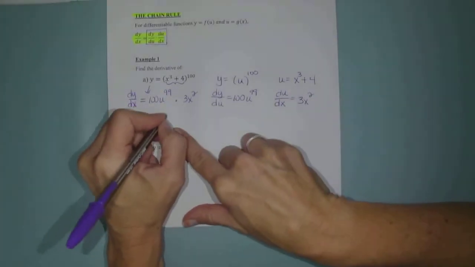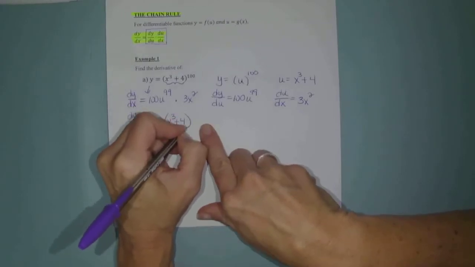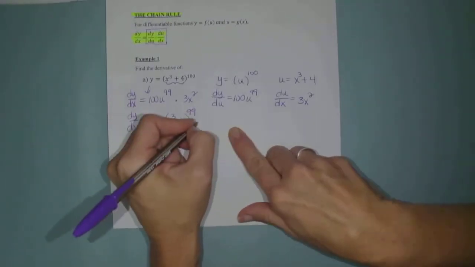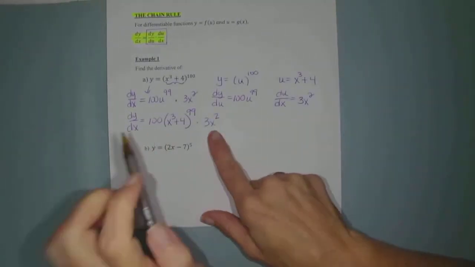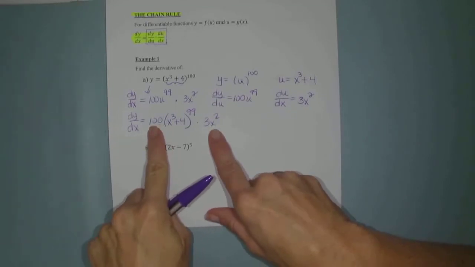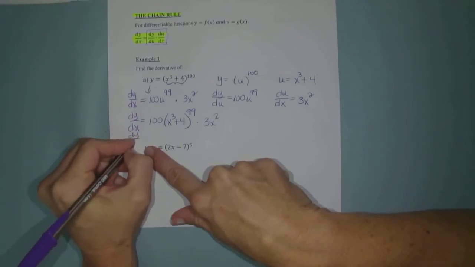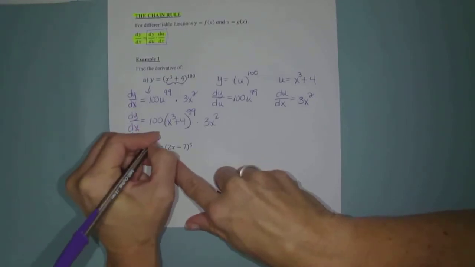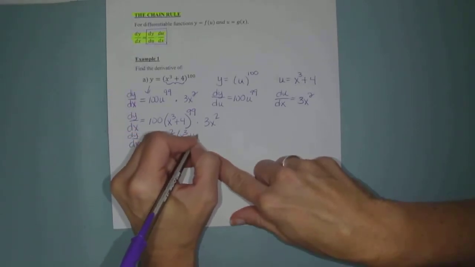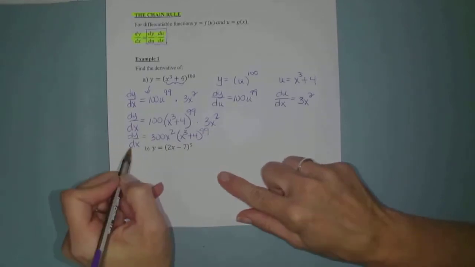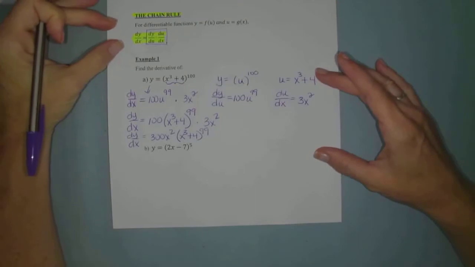So 100 times x to the third plus 4 to the 99th power times 3x squared. And if you want to, you could actually combine the 100 times the 3x squared and bring that all to the front. So maybe you write your final answer as dy dx is equal to 300x squared times x to the third plus 4 to the 99th power. That's going to be the final answer. Okay, now that is the true definition of the chain rule.